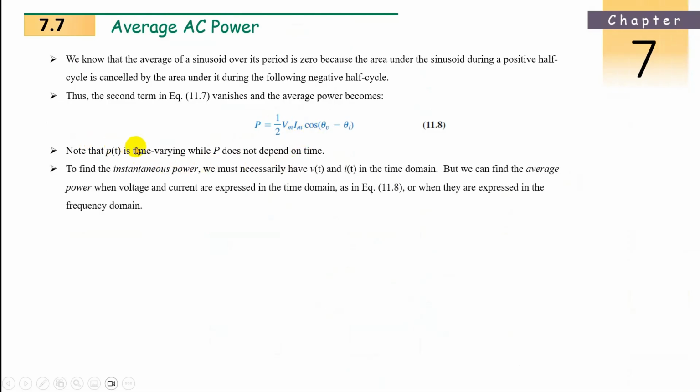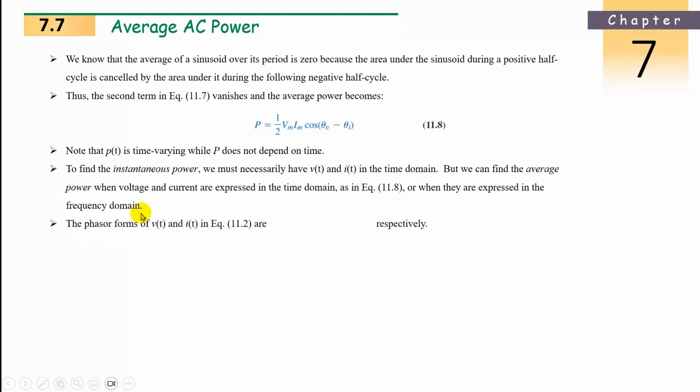Now, to find the instantaneous power, we must necessarily have v(t) and i(t) in the time domain, and we have to integrate it. We have to apply many things. But we can find the average power when voltage and current are expressed in the time domain, by converting into the frequency domain and finding the average power directly. No need to go through the sinusoid.